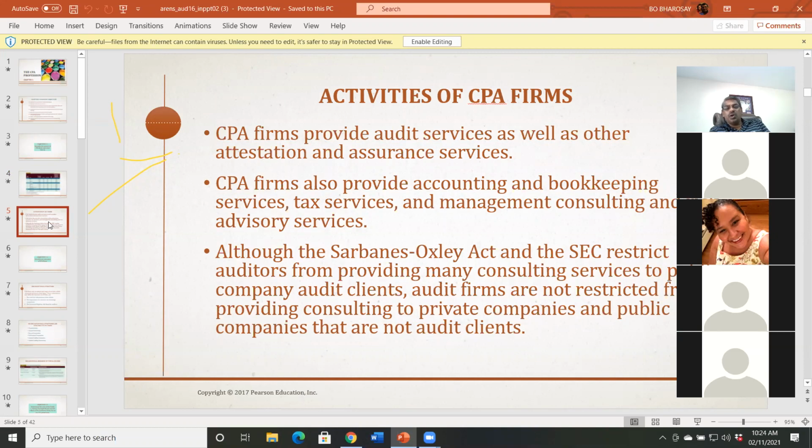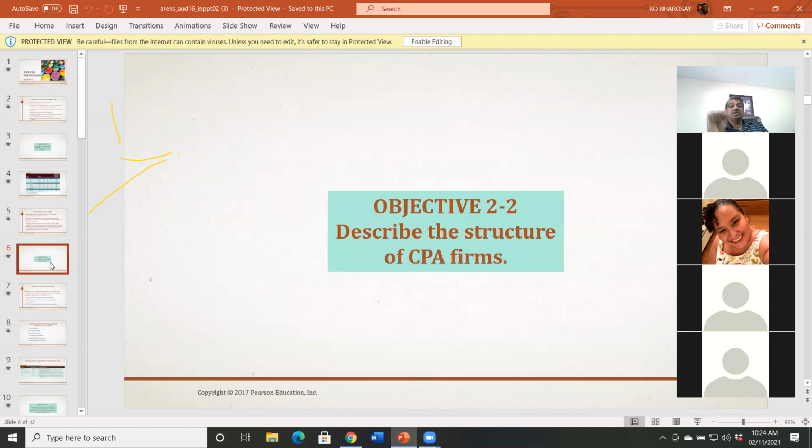Although the Sarbanes-Oxley Act and the SEC restrict auditors from providing many consulting services, we'll talk about that. What is the Sarbanes-Oxley Act, and what does it provide for accountants and auditors? So the restrictions on the services we could provide to audit clients. Audit firms are not restricted from providing consulting to private companies and public companies that are not audit clients. That's CPA firms and what they do.